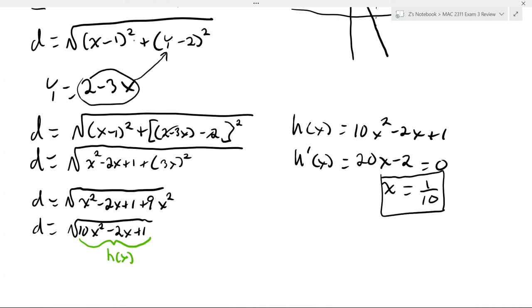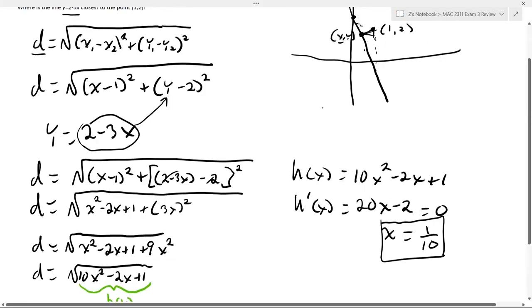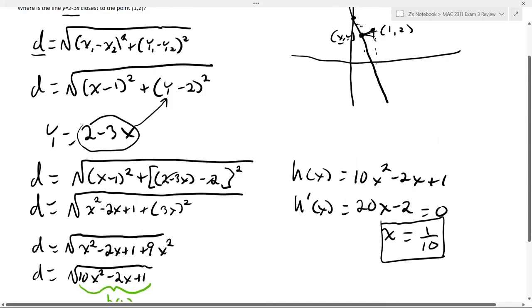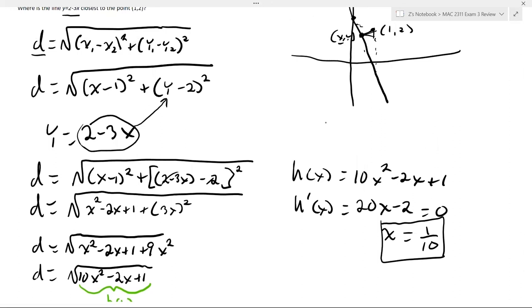Okay, in other words, that is the point on this line that is going to be the closest point to the point 1, 2. Okay? So in this case, again, I'm not asking you to prove, as you would with an absolute value function, that the endpoints are, that there are other points. I'm just going to deal with this right here. I'm going to accept this answer that x is 1/10, and I do need to find the y value, the y coordinate here.